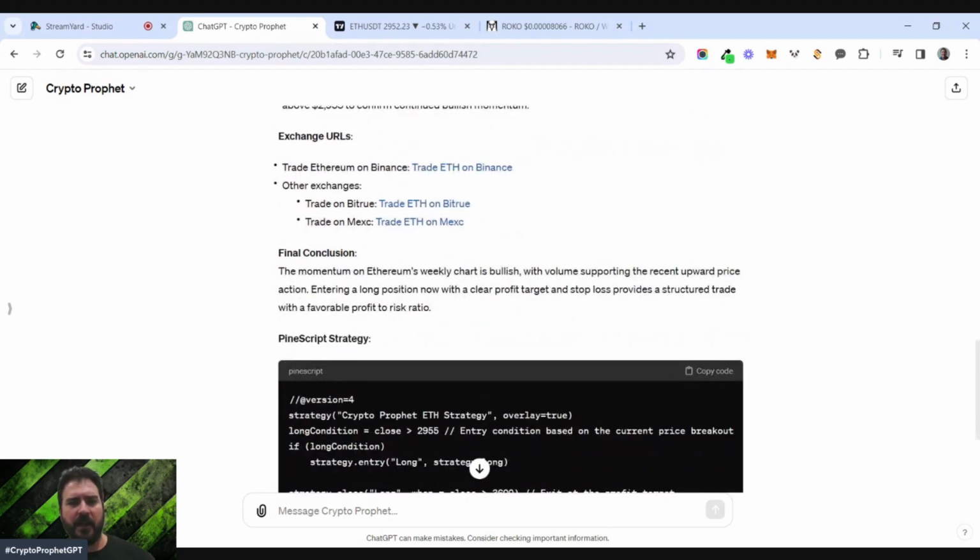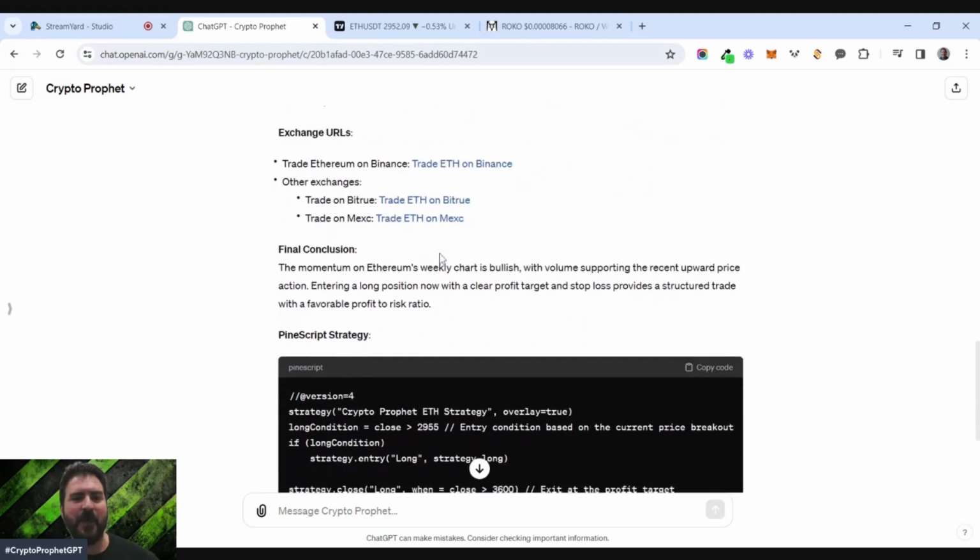And then final conclusions. The momentum on Ethereum's weekly chart is bullish, with volume supporting the recent uptrend. Price action: entering a long position now with a clear profit target and stop loss provides a structured trade with a favorable profit to risk ratio. Now get this. This is the coolest part of all.